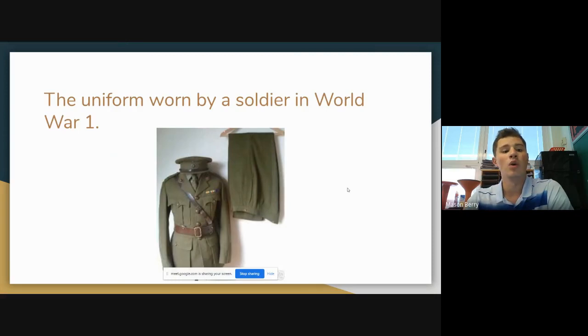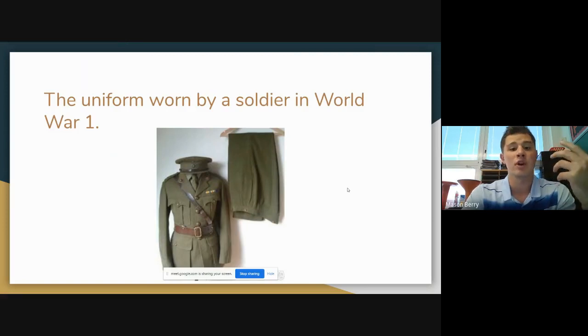Next, the uniform worn by a soldier in World War I. Wow, it would be helpful if I would just slow down to read the sentence a little bit. All right, so is this a primary or secondary source? This is a primary source because once again, it was worn by someone who was actually there. They actually fought in World War I.